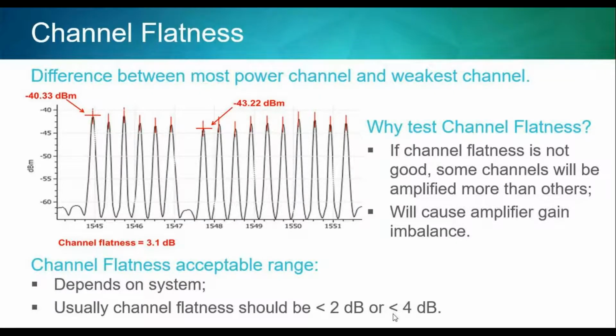Okay. The channel flatness will depend on the quality of the system, and also on the requirement of that specific system. In terms of range, we're looking at below 2 dB. That's where you typically want to be. We've seen up to 4 dB, but 2 dB is where you typically want to be in terms of flatness.